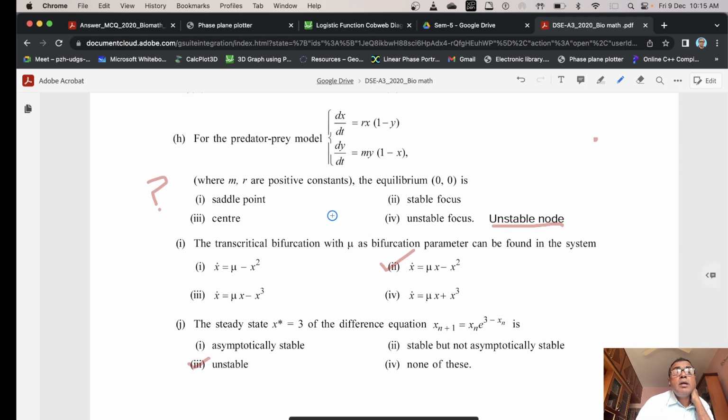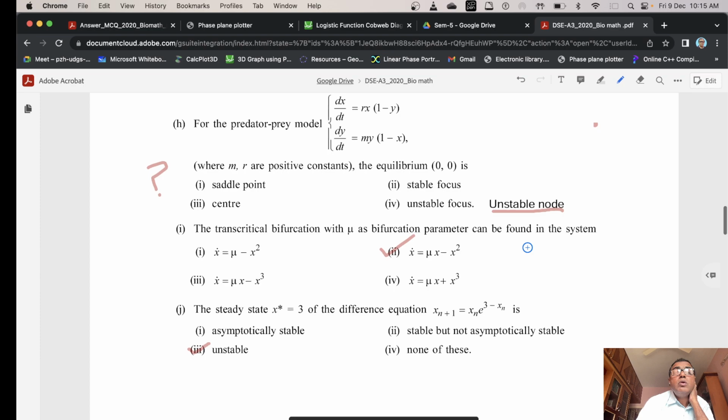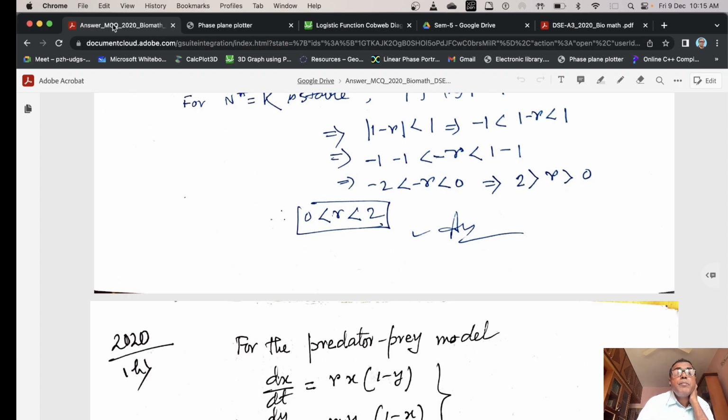Actually, there is no correct option. Actually, the answer is unstable node. Unstable node. So you explain the details for this unstable node.